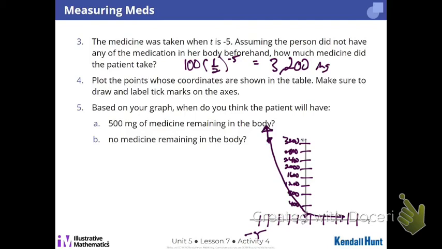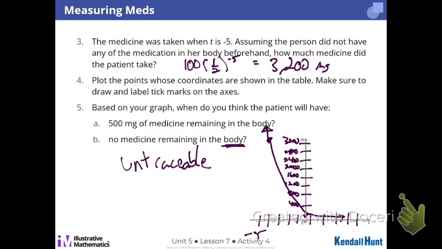Would it ever be 0? Theoretically, no, but it could be very, very small. Probably untraceable. Maybe there'd be so little in her body that there'd be no medical instrument to say it's still in there. But in theory, if it's only getting halved over and over, there's always going to be some up in there.